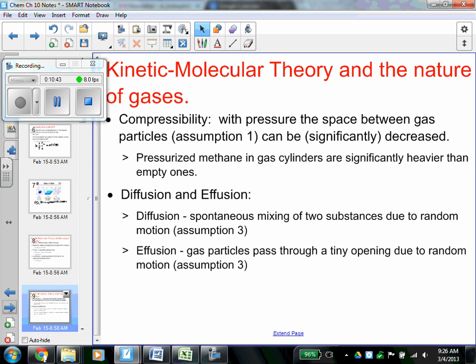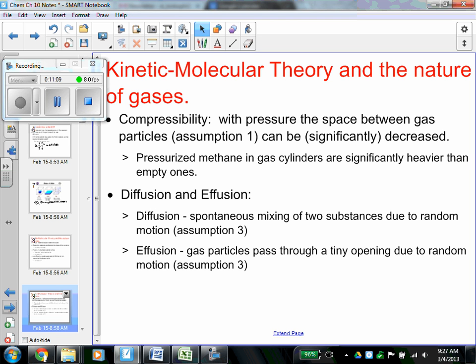All right, diffusion and effusion. Diffusion is the spontaneous mixing of two substances due to their random motion. That's assumption 3, and we know that gases diffuse. If you were on one side of the room and sprayed some cologne or perfume, that gas will diffuse so the whole room can smell it. That's a random, spontaneous mixing of two substances.